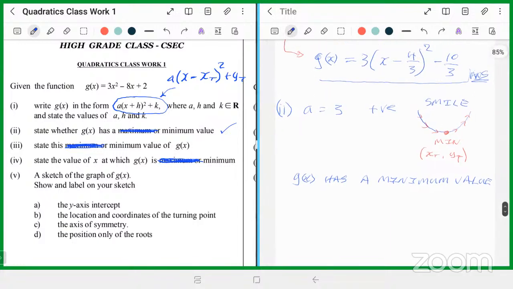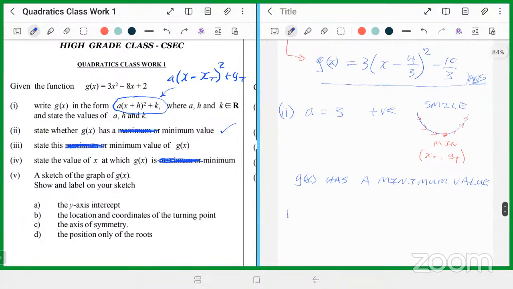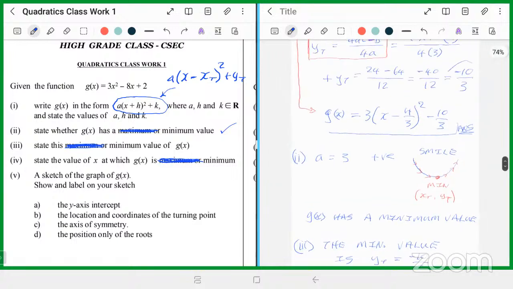So part 3, the minimum, this means minimum value, is the yt value. And the yt value happens to be negative 10/3. This yt value here. And this is one of the reasons why I teach this topic this way.